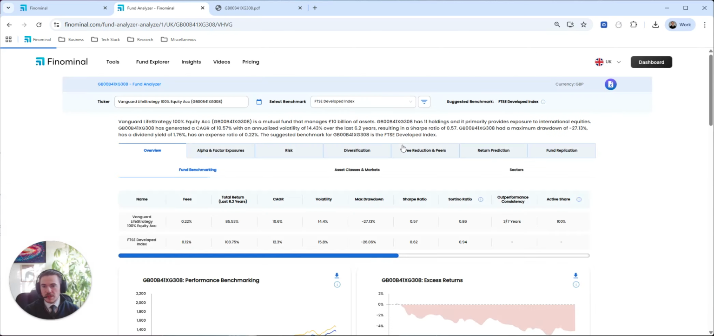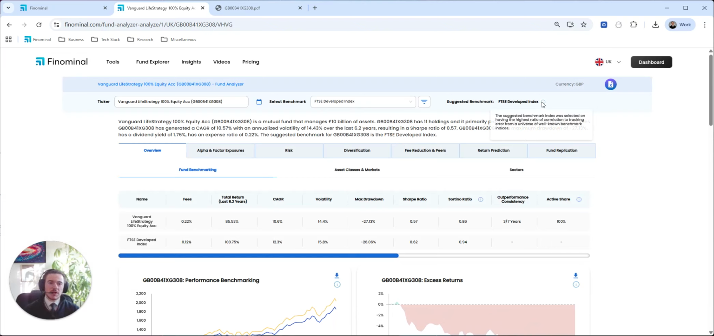I'm going to analyze this with the fund analyzer on Finominal, where we can see the platform's suggested benchmark is the FTSE Developed Index. Now, the suggested benchmark index was selected on having the highest ratio of correlation to tracking error from a universe of well-known benchmark indices.